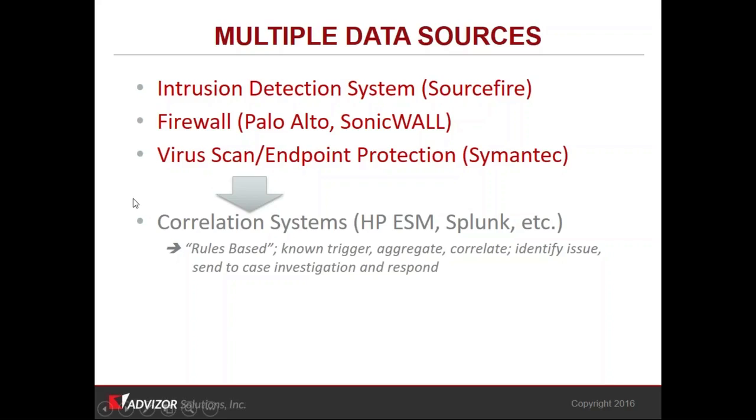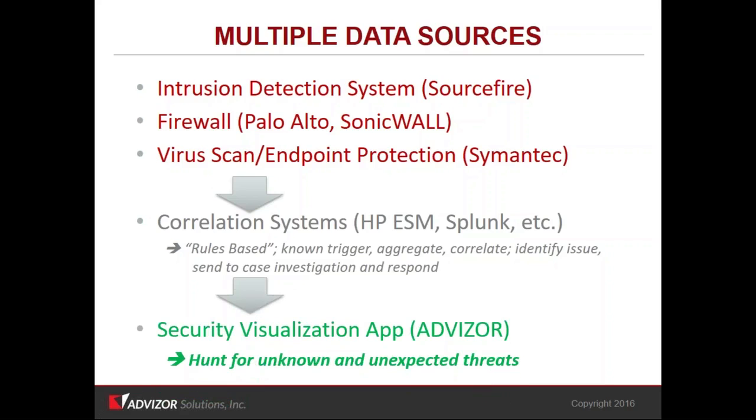And the bigger players generally have correlation systems that load all this data, such as Hewlett-Packard Enterprise Security Management Group, ArcSight Logger, and the like, Splunk, and there are others. And these are generally rules-based, so there's some kind of a known trigger. It aggregates, correlates, identifies issues, and sends the case for investigation and also a response. So that's typically what's going on.